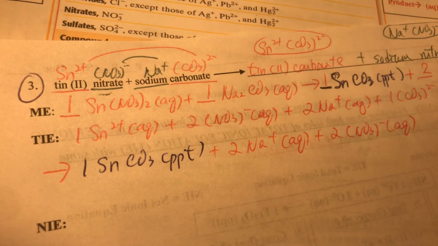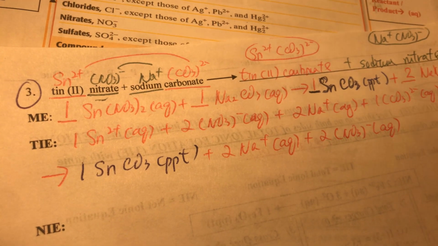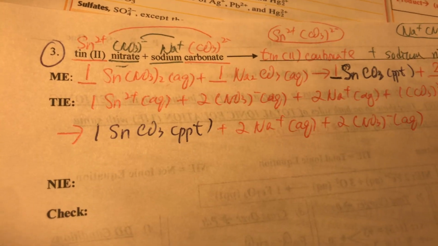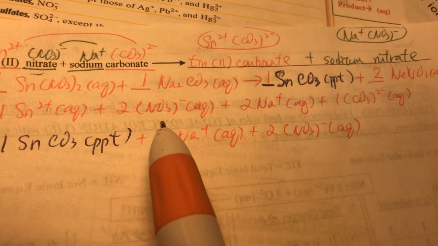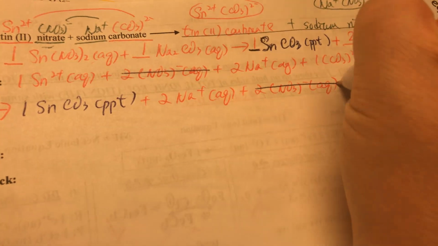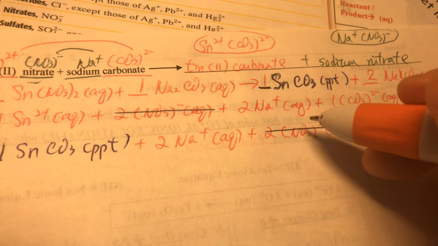Now we use black pen to cancel my spectator ions. Again, double check coefficient, charge, and state. I don't have Sn 2 plus on both sides. I do have 2 NO3 minus AQ on both sides, so black pen, cancel, the three things match. I do have 2 Na plus on both sides.